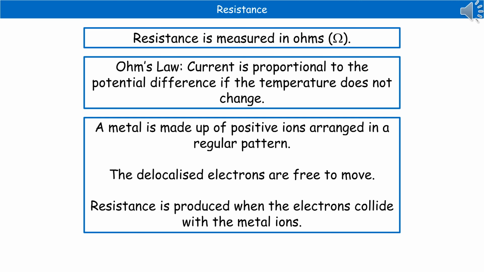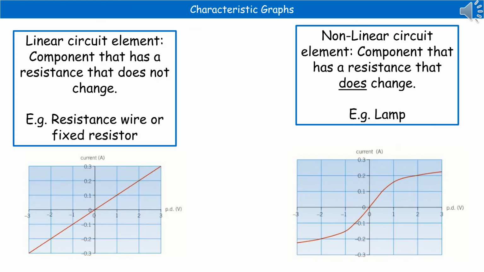When we're talking about resistance, this is measured in ohms. And Ohm's law tells us that current is proportional to the potential difference if the temperature does not change. Hopefully we remember that a metal is made up of positive ions arranged in a regular pattern, and they've lost these electrons from their outer shell. So we've got delocalized electrons, and they are free to move. When those electrons collide with the metal ions, we produce resistance.